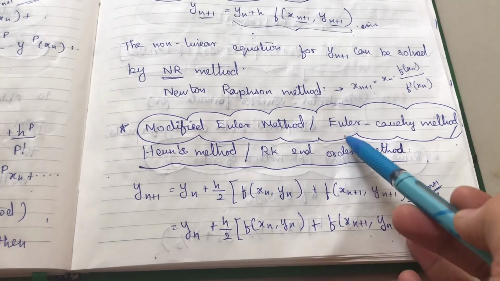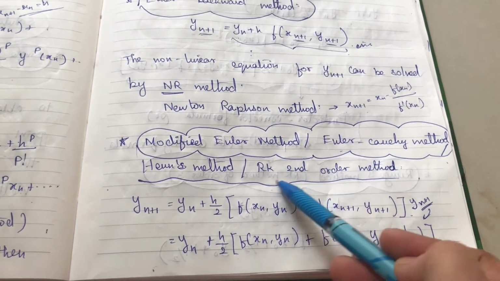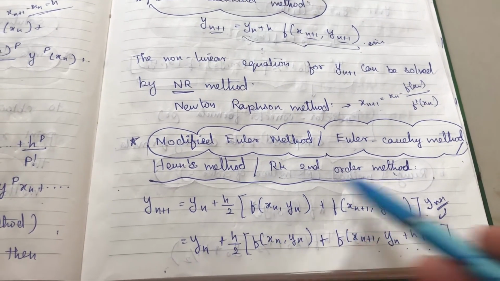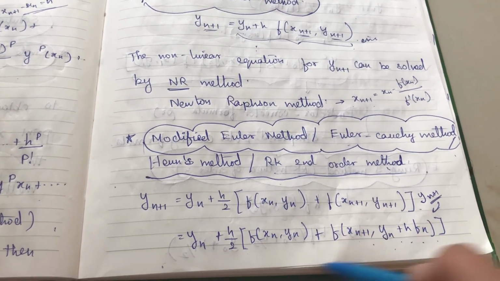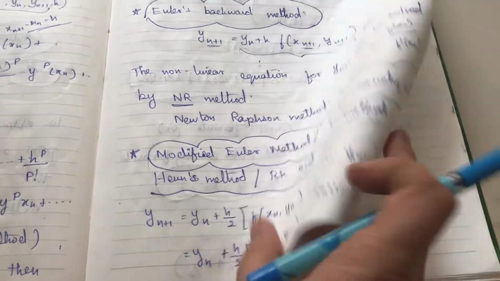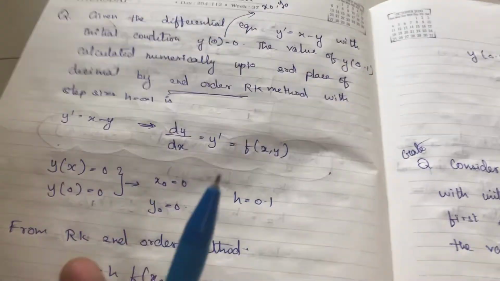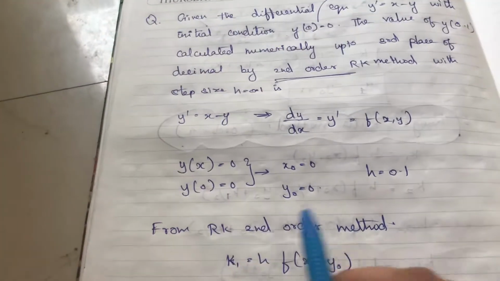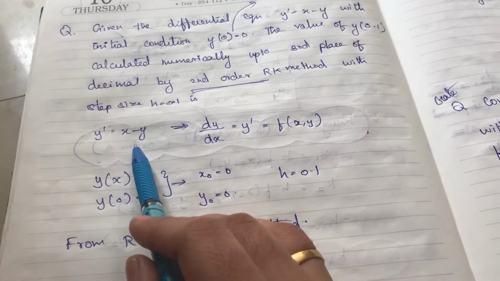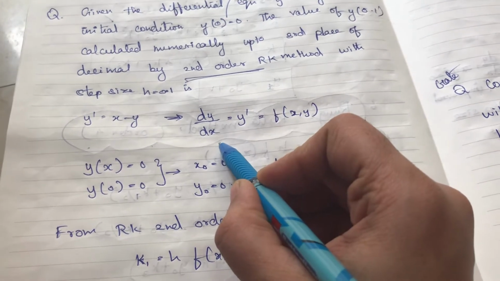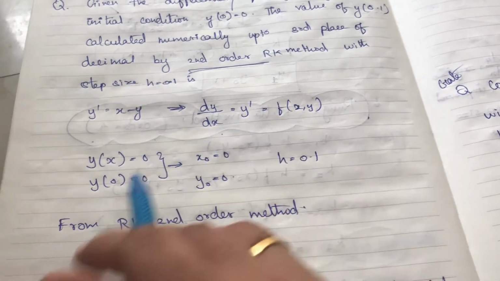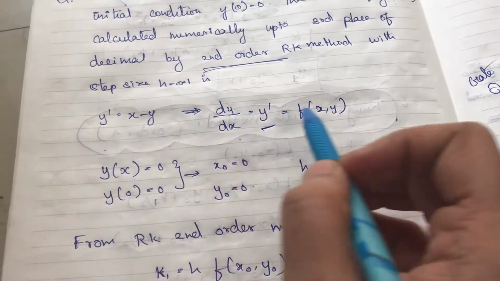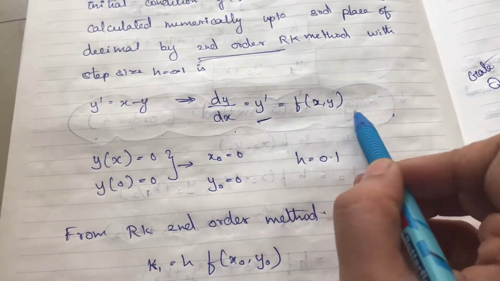Second order means Euler-Cauchy's method, this is the Runge-Kutta second order method. So we need to get these values and substitute them, and we will get the answer for y n plus 1. We'll see that. The first thing, they have given one function here. We need to take this function as dy by dx, so first replace it: y dash, which is nothing but dy by dx, is f of x, y.